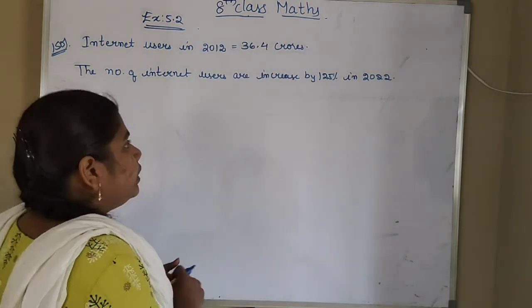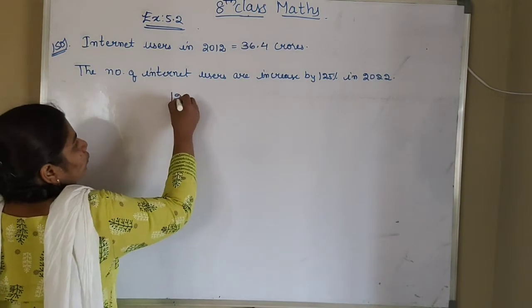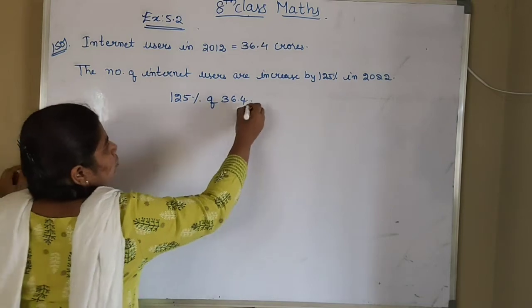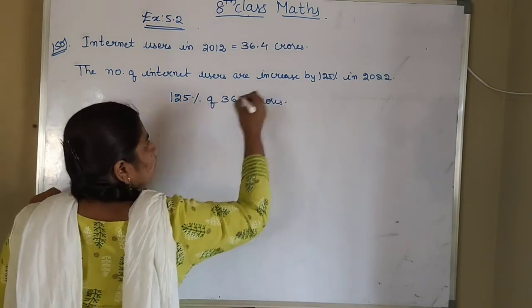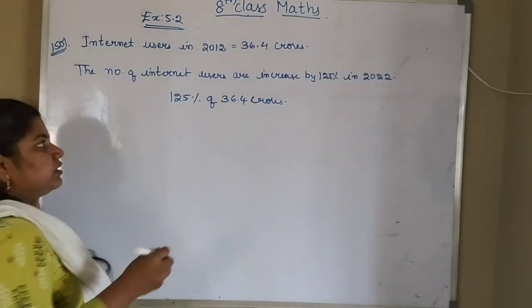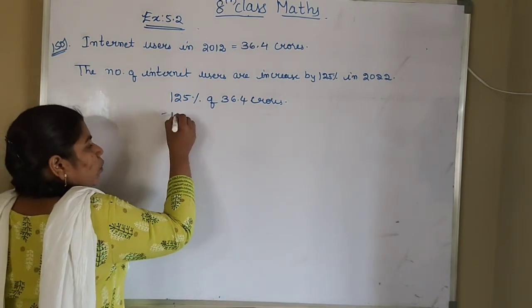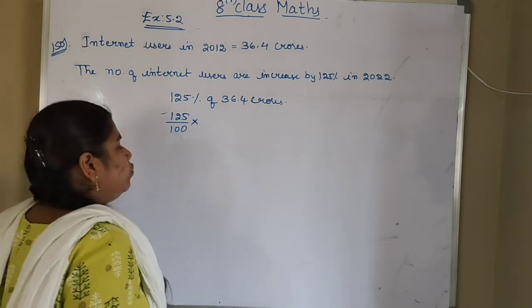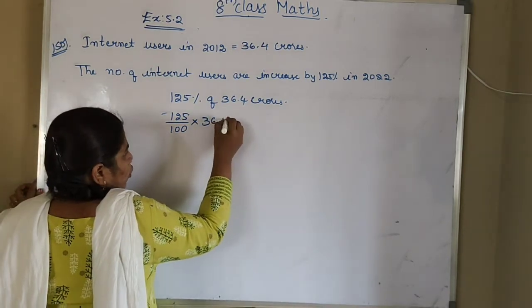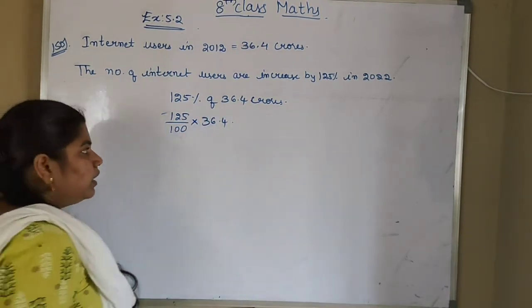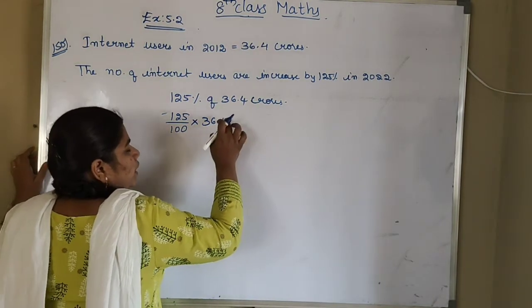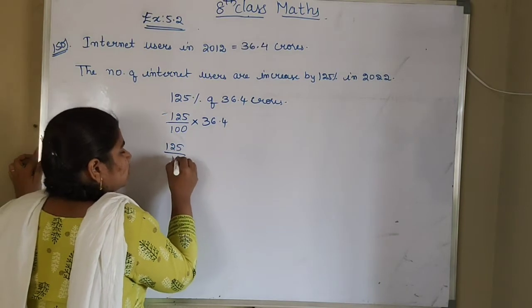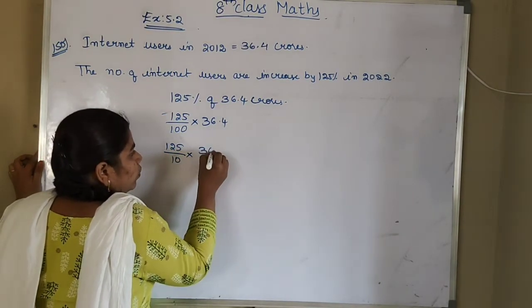So first what will we do? We will find what is 125% of 36.4 crores. Okay, so 125% is nothing but 125 by 100 of, that is into 36.4. Is it right? Now I am removing this point. If you remove this point, in the denominator you will get 10, because after the point we are having only one digit.